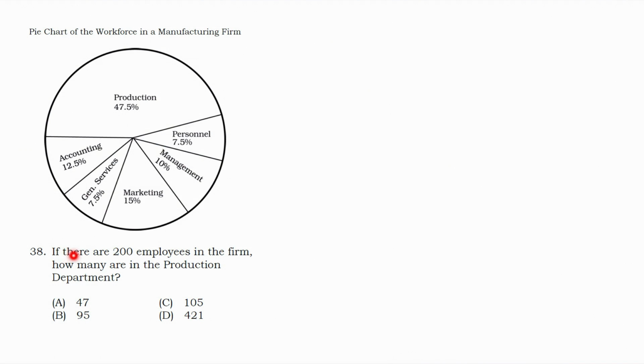Number 38, if there are 200 employees in the firm, how many are in the production department? So, as you can see here in this pie chart, 47.5% ng workforce natin is nasa production department. So, imumultiply lang natin 200 times 0.475, then yan na yung sagot natin. So, para mas mabilis tayong mag-compute, tanggalin muna natin yung decimal places. So, 475, then i-multiply natin siya sa 2.